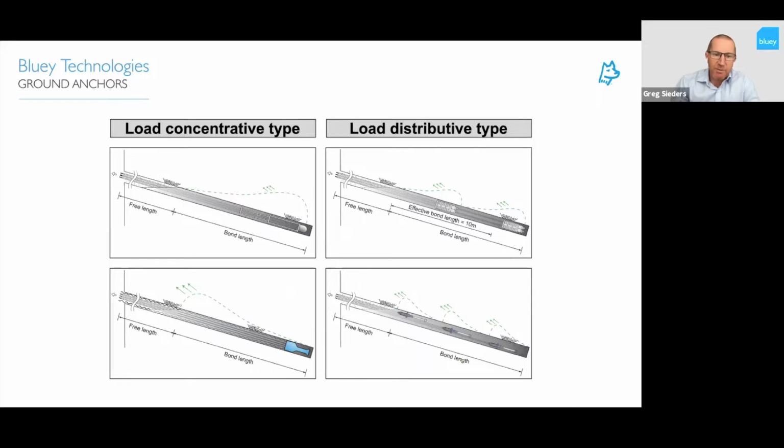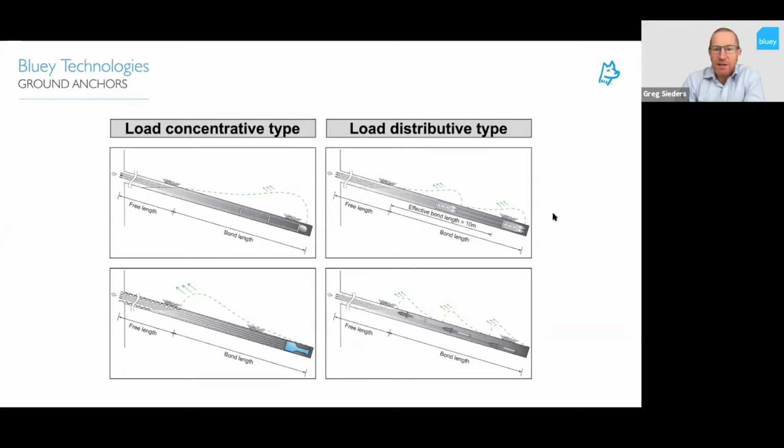For a load concentrative type anchor, the load transfer is generally done over a fixed bond length, which is determined. The top image there is a compressive anchor. You'll have a distal end anchorage down the bottom of the hole, and the load is transferred from the bottom over the bond length. The most common is the bottom one here, which is a tension anchor. Over the fixed length, the load is transferred at the start of the bond length and then dissipates down over the whole length. This is generally utilised within good rock and hard rock conditions, whereas for the load distributive anchors, you can see in the images you've got different anchorage points to transfer the load over the full bond length.